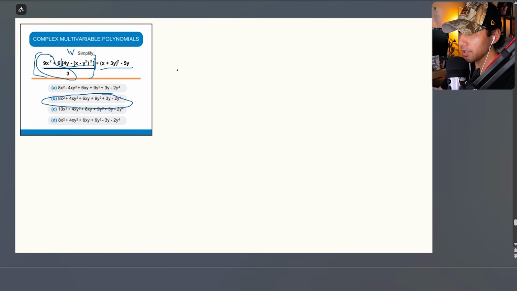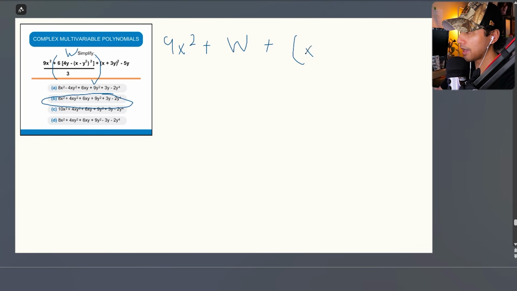So let's just do it, okay? I'm going to go 9x squared, plus all this. All this has now become w, okay? All this now has become w plus x plus 3y squared minus 5y. Okay, that's the equation now. So let's figure out what w is. And to figure out what w is, we're going to have to do the square again.